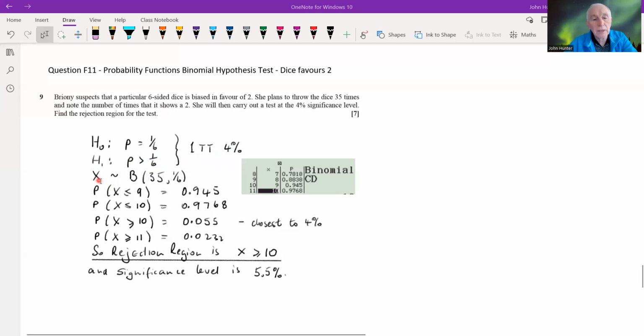As I say, the random variable is the number of 2s thrown out of 35. So the random variable would be binomially distributed with a sample size n of 35 and a probability p of 1/6. Okay, so we can get our calculator out and enter these parameters into it. What we want is a selection of values, so we're going to go for a list here, and here's part of the list.